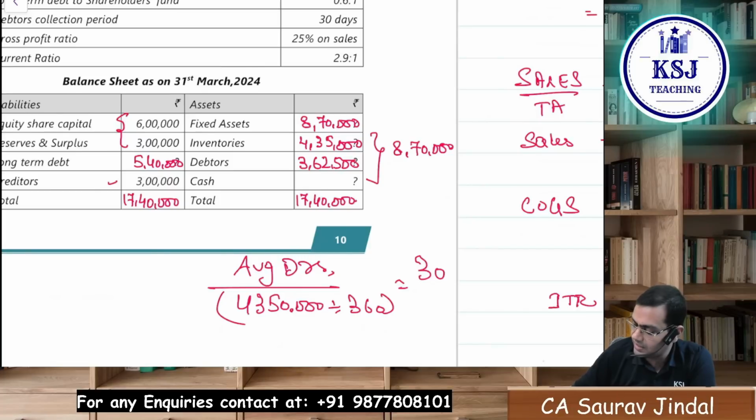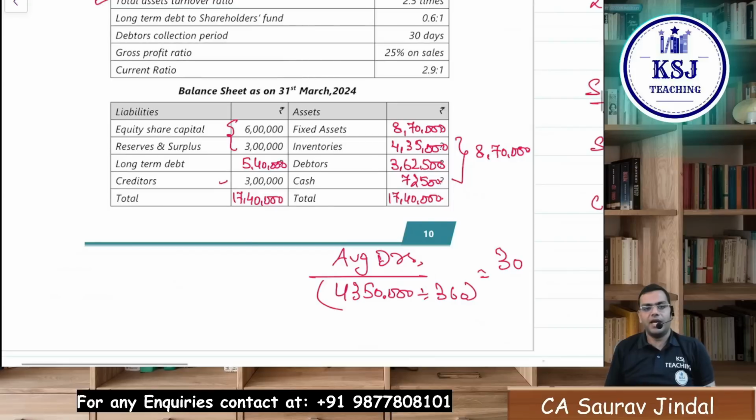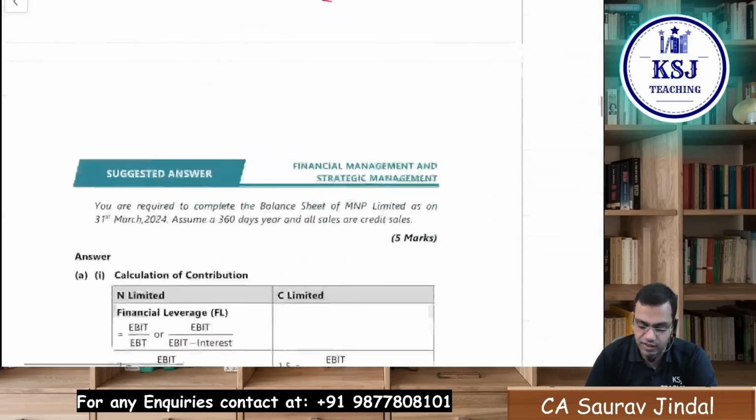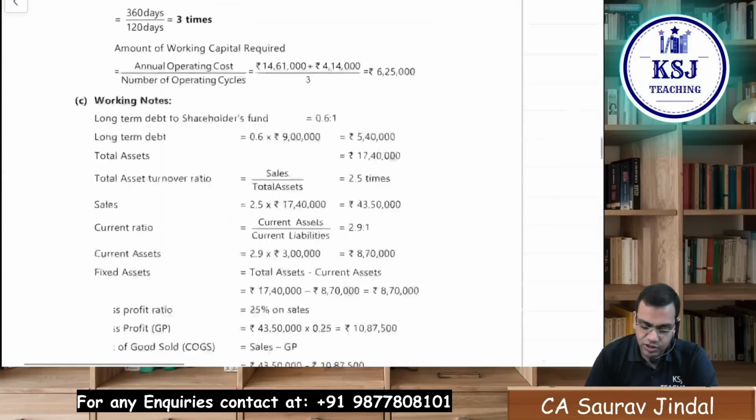So 8,70,000 total current assets minus 4,35,000 of inventory minus 3,62,500 of debtors. 72,500 is your cash. That is your balancing figure. Complete, sir. Balance sheet complete. A 5 marks question. A very good question, ratio analysis. Normally we get these kinds of questions where they ask you to complete the balance sheet, so it has some relevance. Important, sir. So we are done with question number 1.